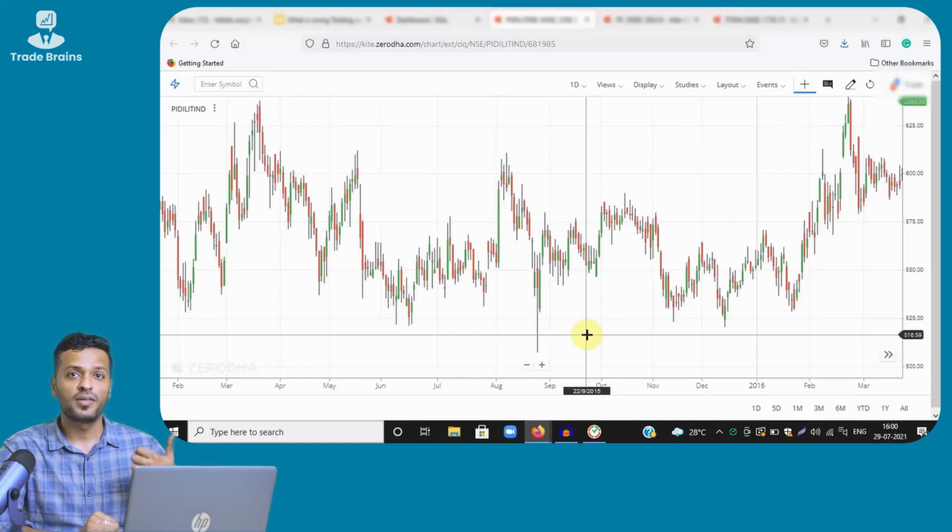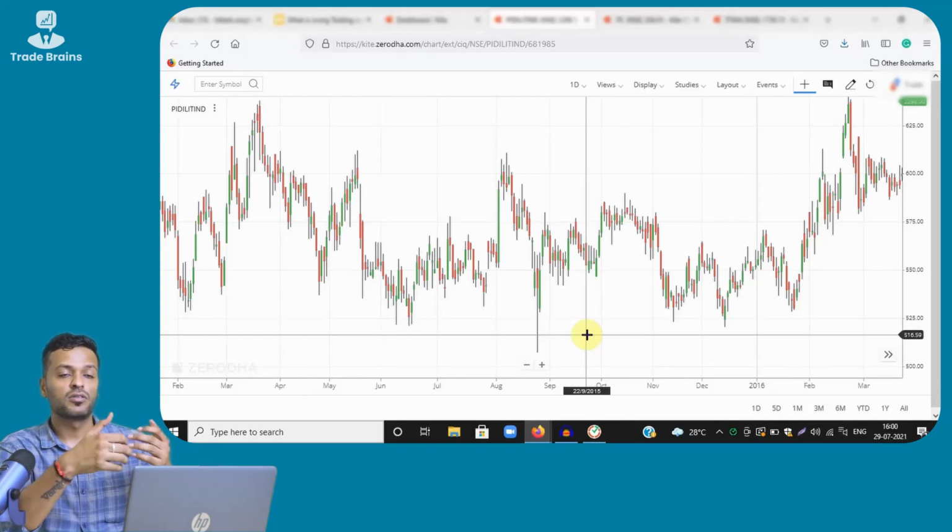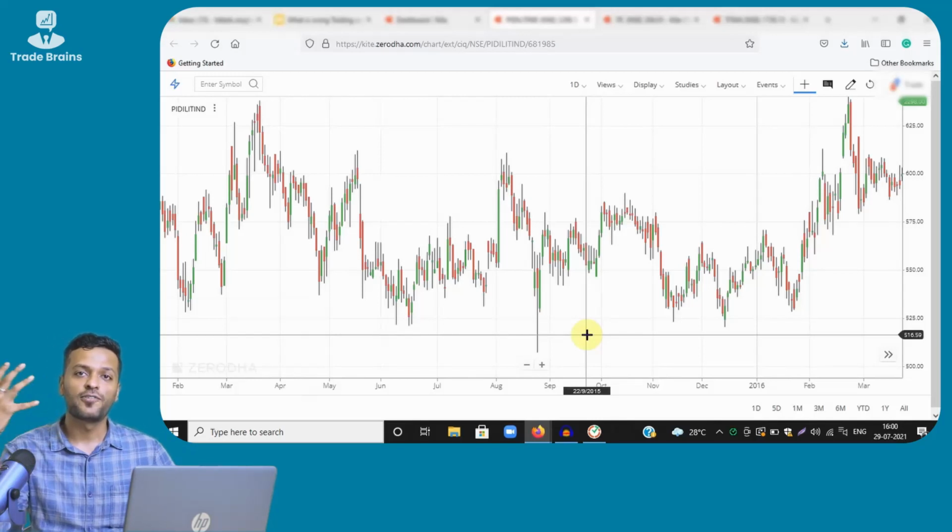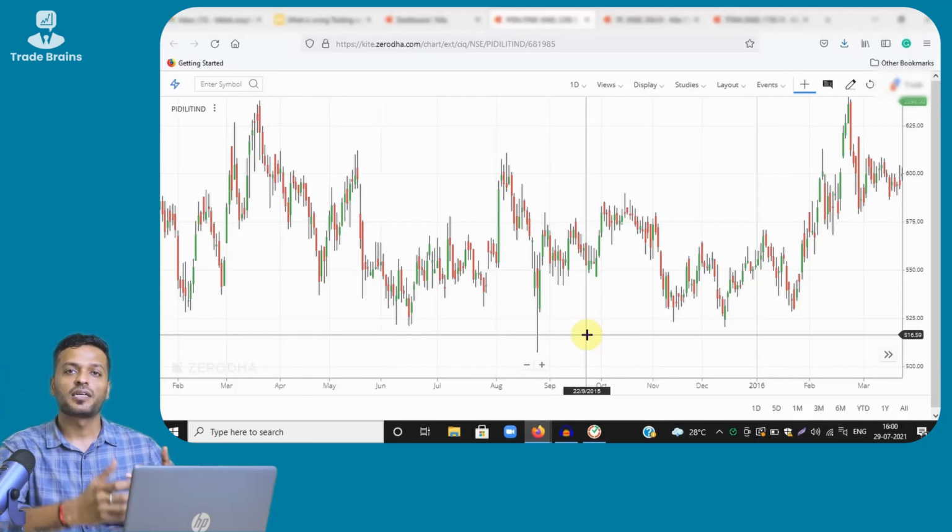We have just taken 5 minutes and we have spotted 3 opportunities on 3 different shares. Imagine if you do a careful research analysis over a period of time, the kind of opportunities which you could easily spot in the market.